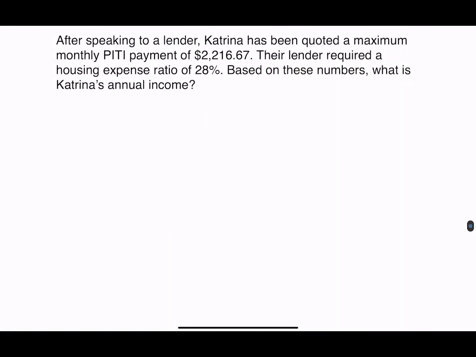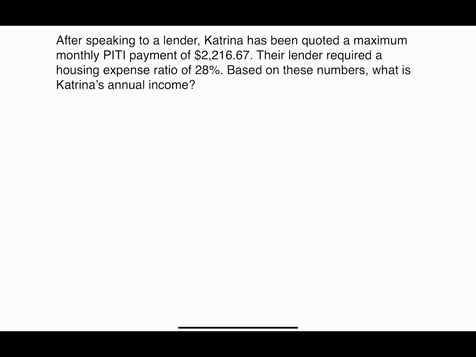After speaking to a lender, Katrina has been quoted a maximum monthly PITI payment of $2,216.67. Their lender required a housing expense ratio of 28%. Based on these numbers, what is Katrina's annual income?